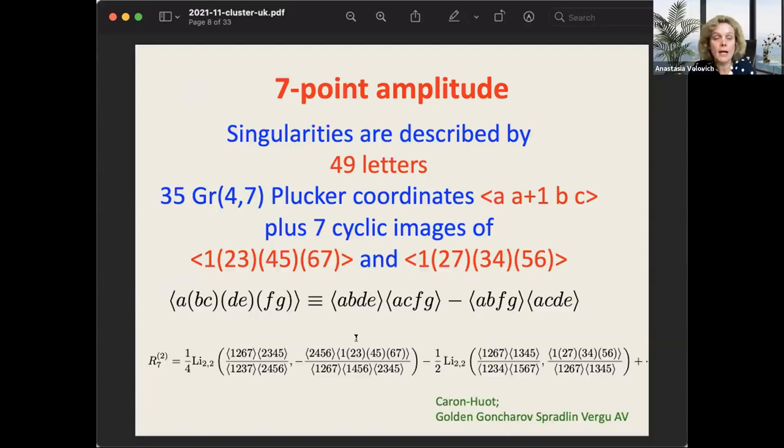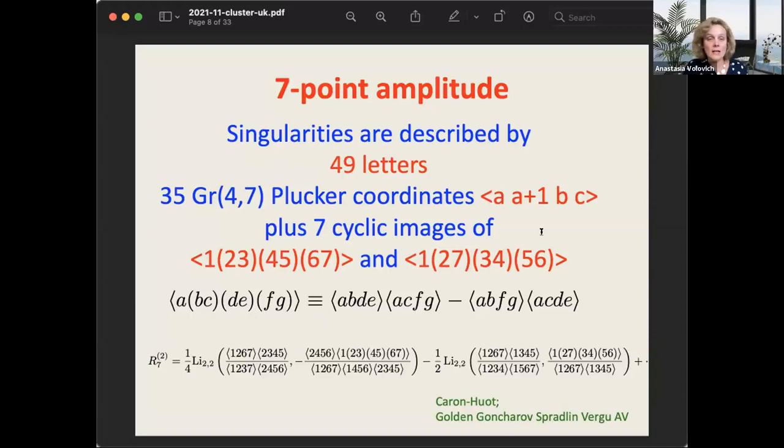So the statement is that the singularities of the 7-point amplitude are described by not just 35 Plücker coordinates. In addition, there are 7 cyclic images of these two brackets that I wrote here in red. Bear in mind, I'm going to increase the number to 8, but of course, since this is a cluster algebra workshop, you might immediately start recognizing what these are, and we'll get there.